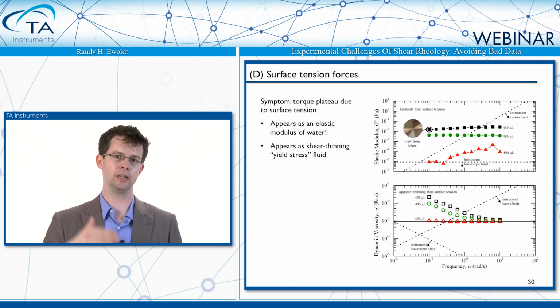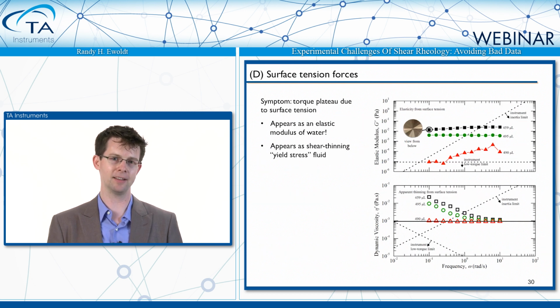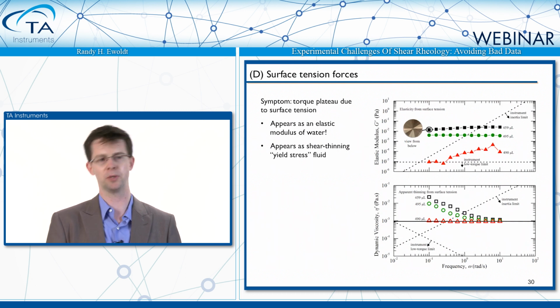But by changing that just a little bit, you see that our ideal fill is in the middle. It's the red triangles, and the other 2 are terrible. These tell us that water has an elastic modulus, which we know to be false. And this reproducibility by changing the volume a little bit helps us to see that this is not a reproducible effect that we can really trust.